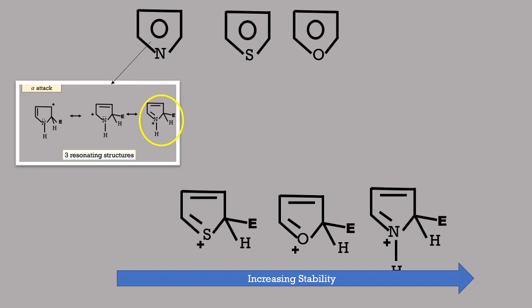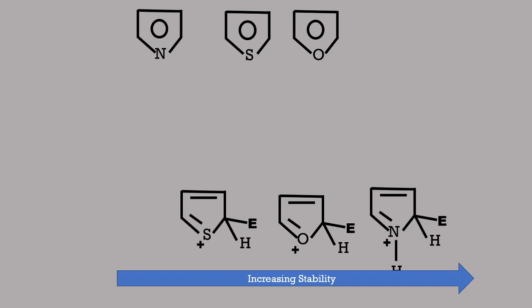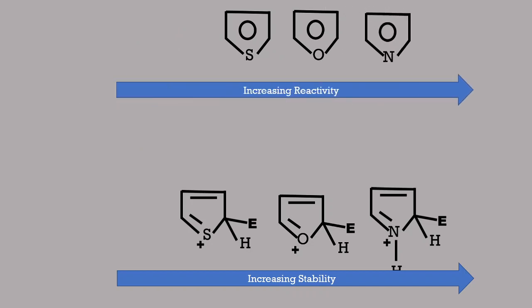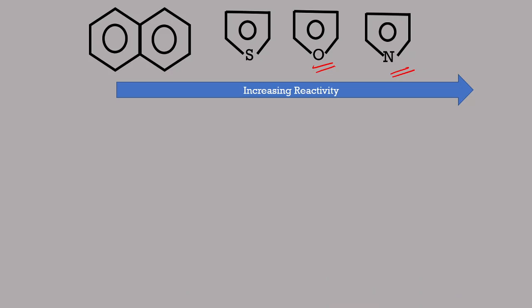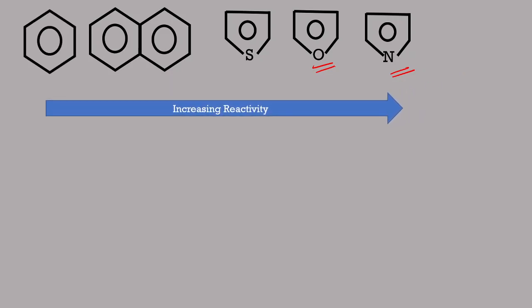Keeping these three things in mind, one can understand that the stability of these three species is in this order: nitrogen bearing the positive charge is most stable, and sulfur bearing the positive charge is least stable, which makes the reactivity order like this: first thiophene, then furan, then pyrrole, and before that you have naphthalene, and before that you have benzene. Okay, so this is the case till now.